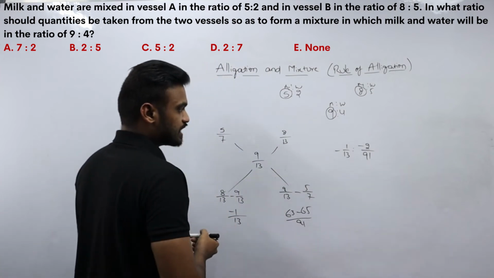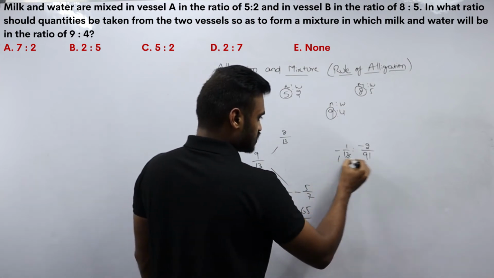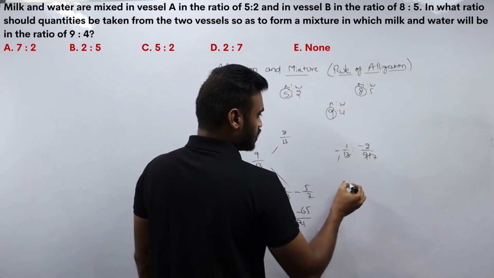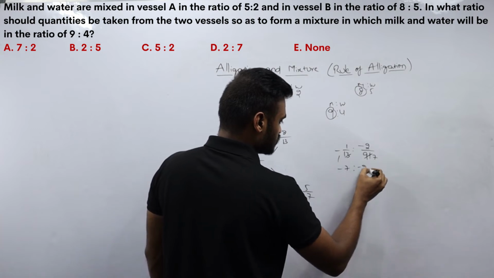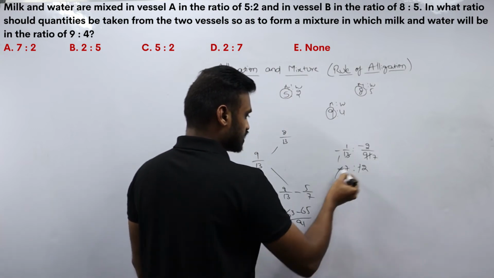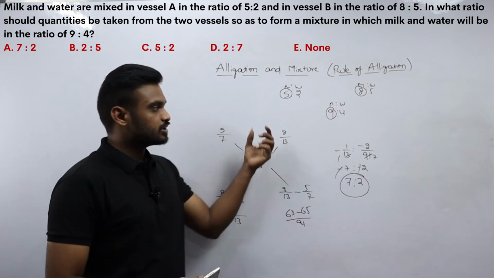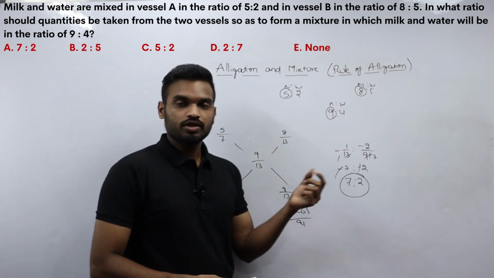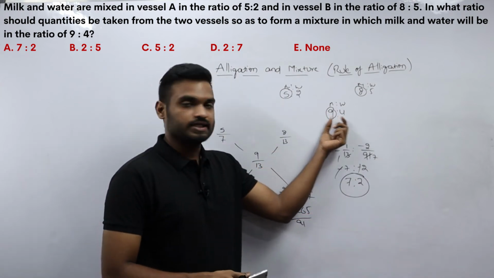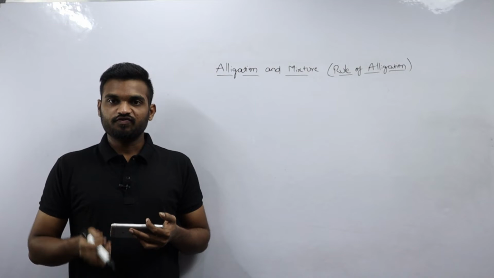If I cancel this, 13 7s are 91, and minus 7 is to minus 2. If I cancel minus and minus, the ratio will be 7:2. So these two quantities are mixed in the ratio 7:2, and the resultant ratio will be 9:4. Okay, now let's see the fourth problem.